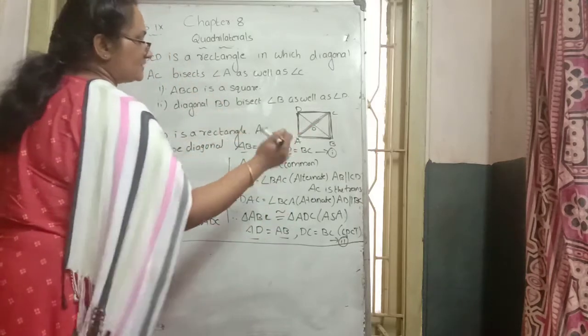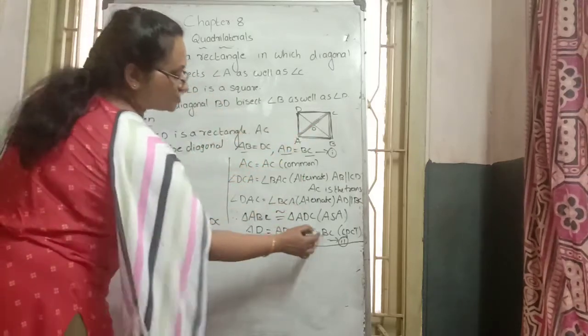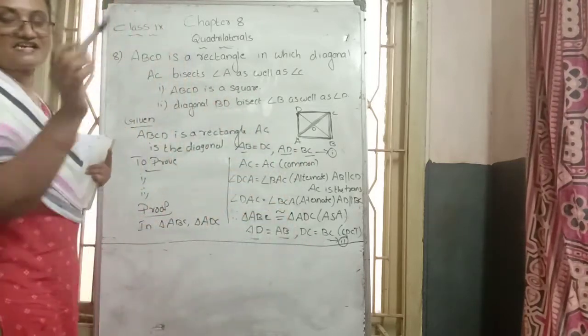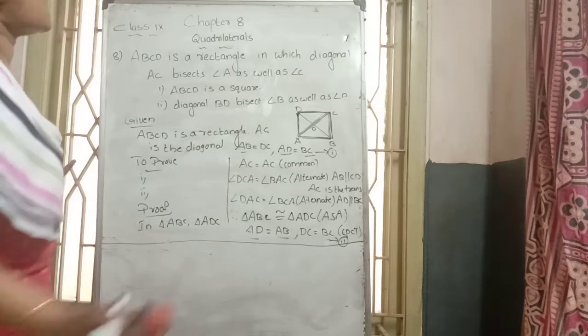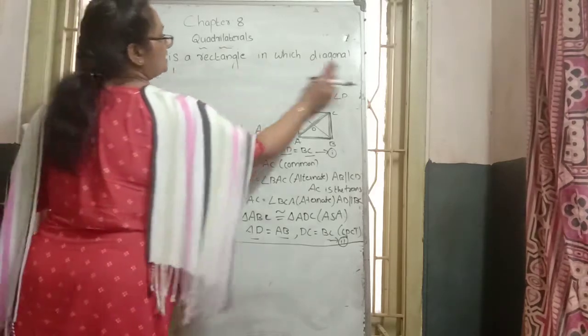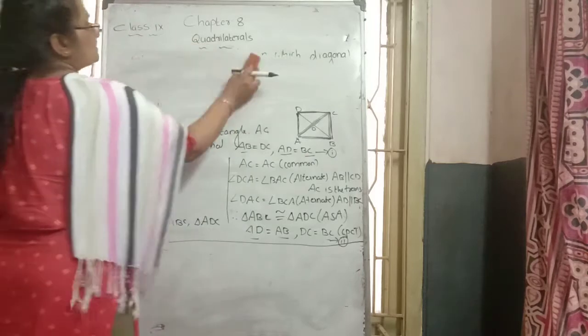Then BC is there, and here also BC, so count it one time. Then DC is there. So all sides are equal. So what we can say is that ABCD is a square shape. So the first part is completed. In this way we can prove the first part.